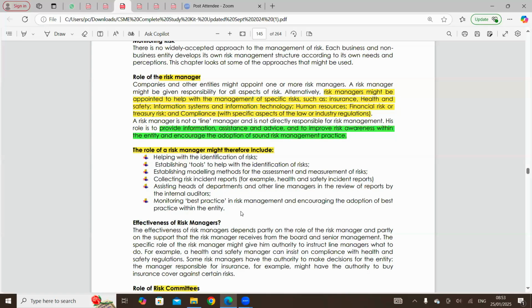Also, we have assisting the head of department and other line managers in reviewing reports by the internal auditors. So the risk manager is also closely working with other line managers to review their reports. Maybe you just bring out reports saying everything is good and fine, and he says, oh no, I'm not seeing what can go wrong here, I'm not seeing what can go wrong there.